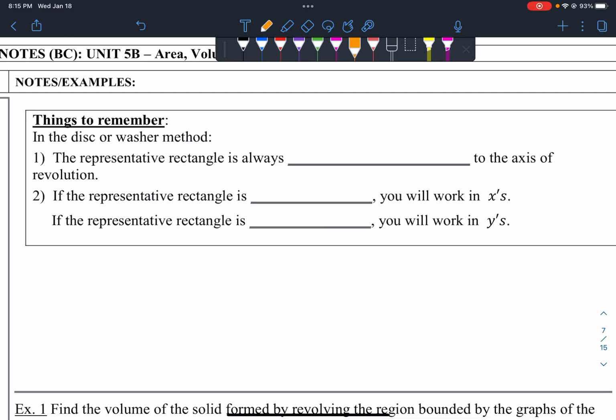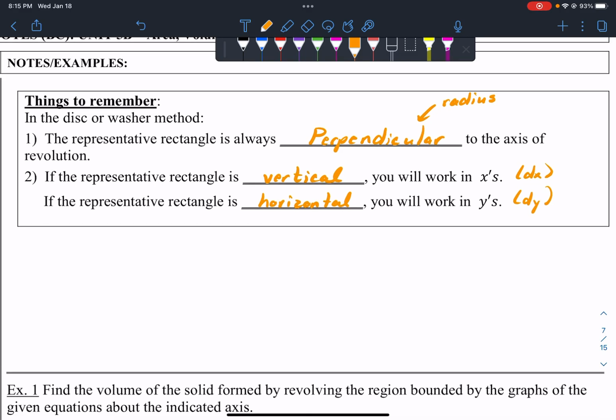Now, a couple of things to remember, pretty basic right here. Whenever we talk about disk and washer method, the rectangle is what is perpendicular to the axis of revolution. So that's how we get our radius. Our radius is always going to be perpendicular to the axis of revolution. And if the representative rectangle is vertical, we're going to work with x's, right? That's our dx scenario. And if it's horizontal, we're going to work with y's. So there is a change of orientation possible that we're just going to have to be careful with.